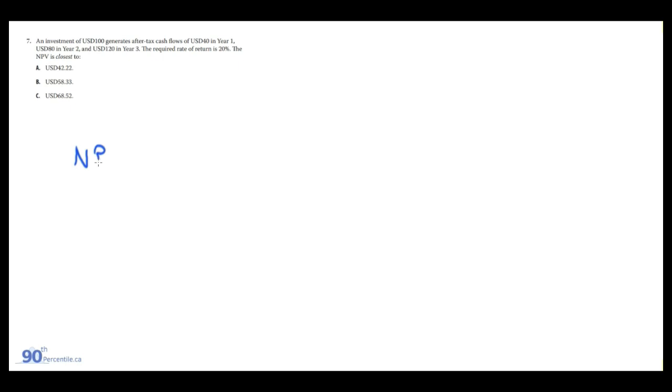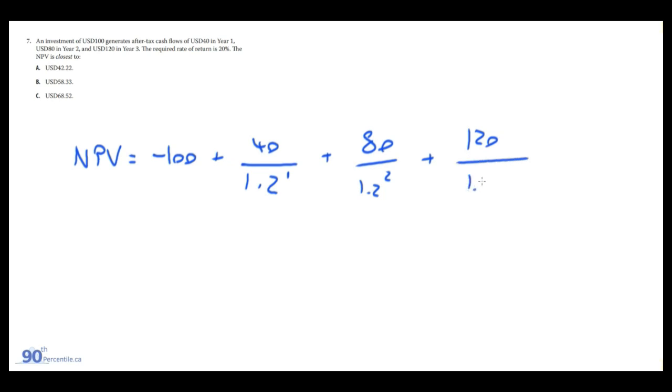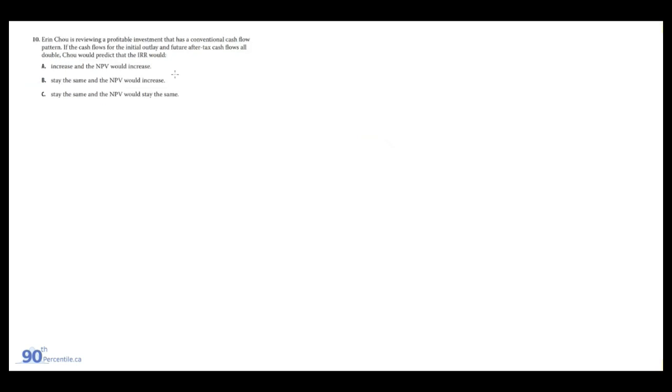So the NPV is going to be the negative 100. So the present value of this is 100 because it occurs today. So it's a 100 outflow plus 40 over 1 plus 20%, which is 1.2 to the power of 1, plus 80 in year 2 over 1.2 to the power of 2, plus 120 over 1.2 to the power of 3. And if we run that out, we get an NPV of 58.33, which is B.